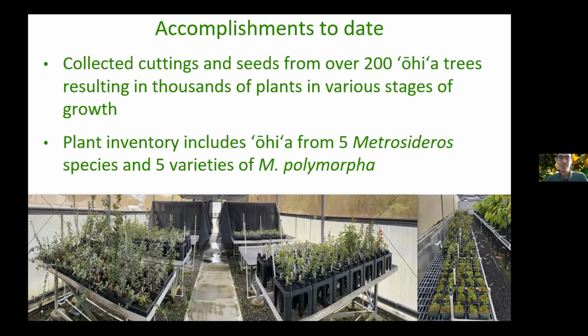And so we're looking to expand beyond that 200 point and really increase the throughput of the program. This inventory that we have also includes ohia from 5 different Metrosideros species and 5 varieties of Metrosideros polymorpha. Again, really hoping to tackle what the distribution of ROD resistance looks like throughout Hawaii and throughout all the Metrosideros taxa.